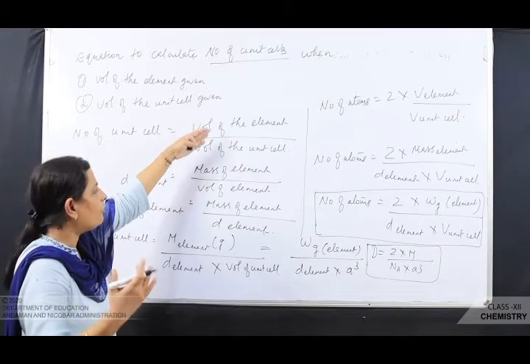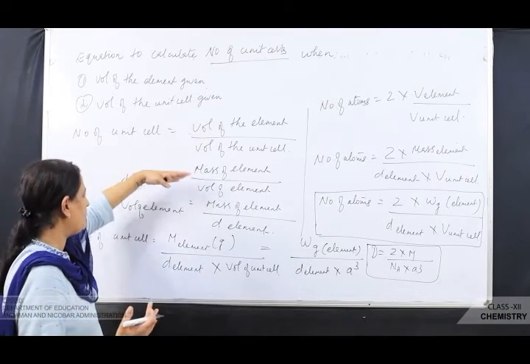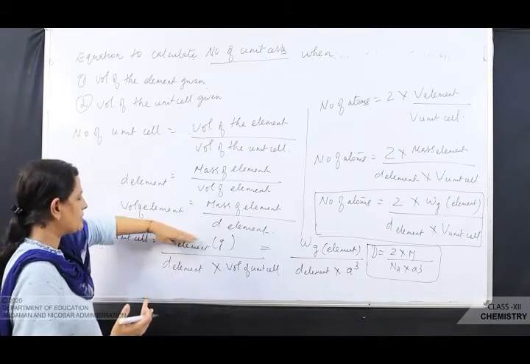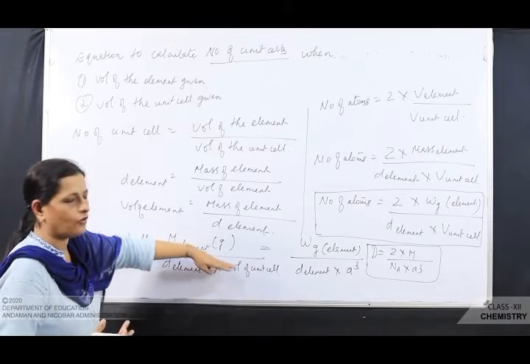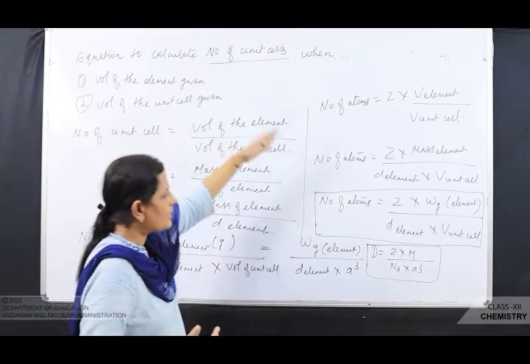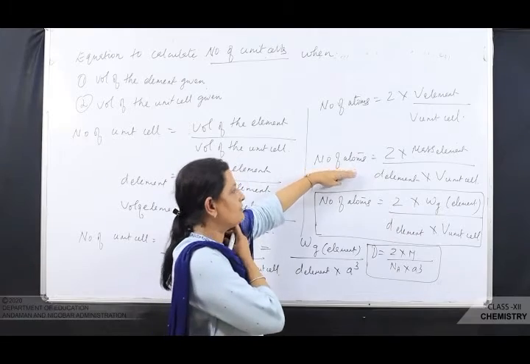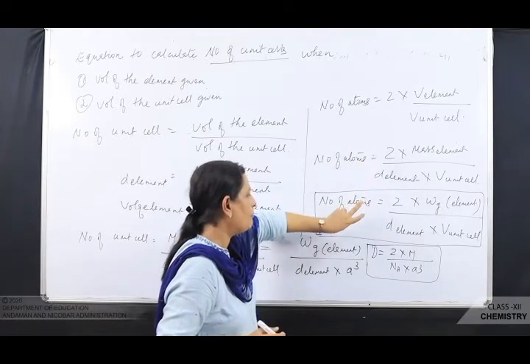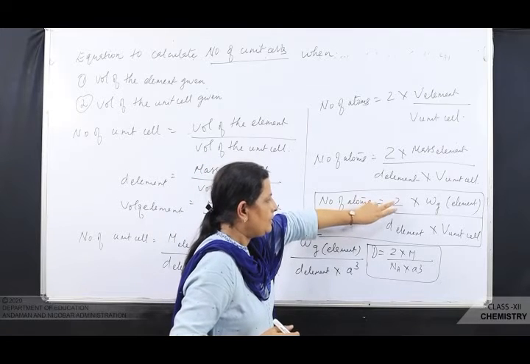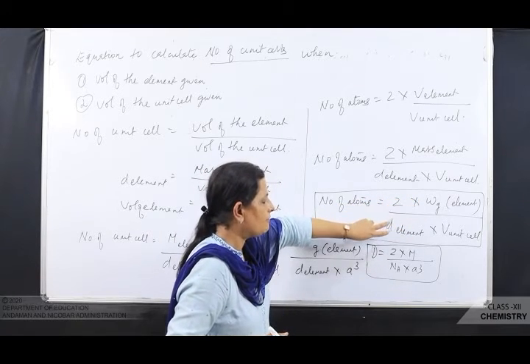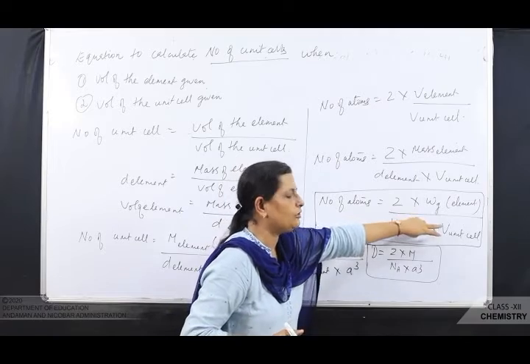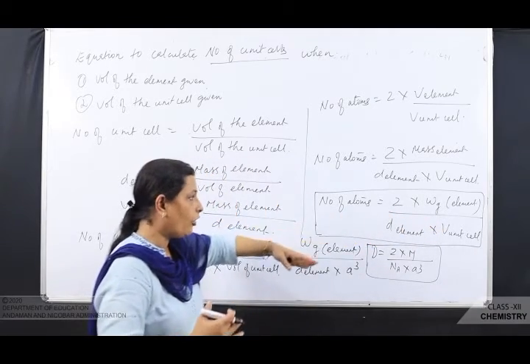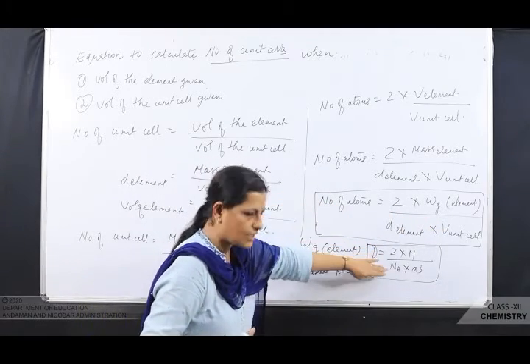So, instead of giving the volume, sometimes they may give you the mass of the element. In that case, you will use mass of the element divided by density into volume of the unit cell. Using the same equation, you can calculate number of atoms also. For that, you have to introduce which factor? Z. So, number of atoms is equal to Z into mass of the element divided by density of the element into volume of the unit cell. If you want, you can calculate number of atoms using this equation also.